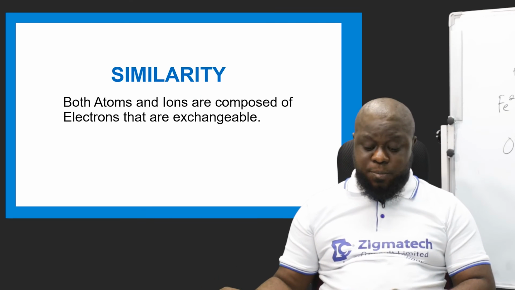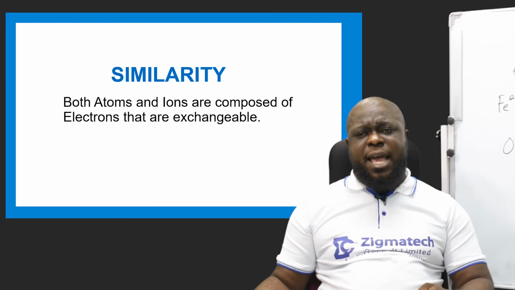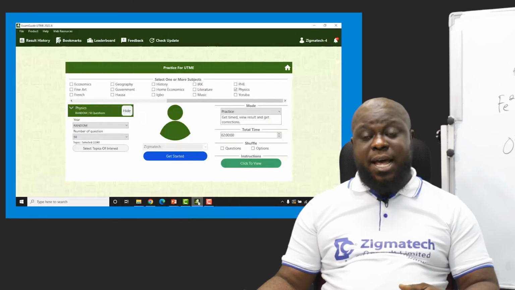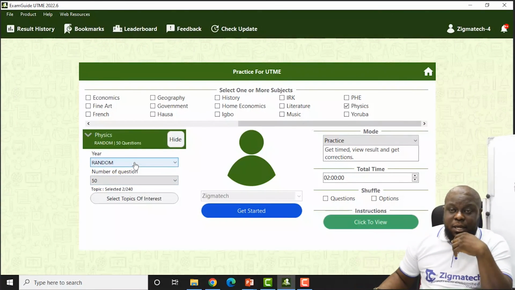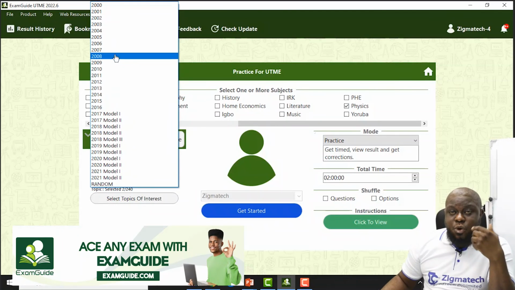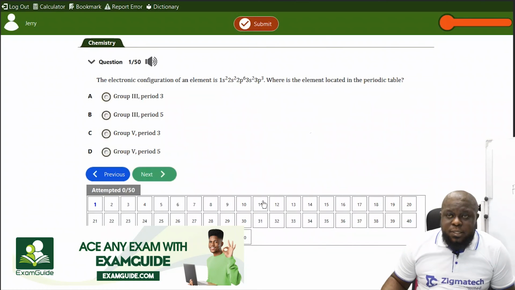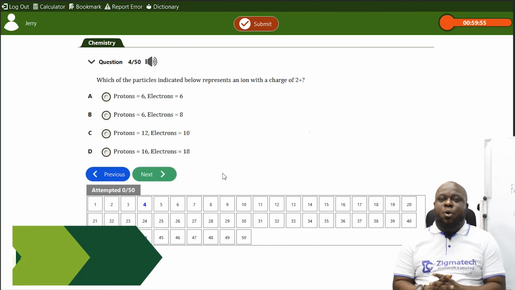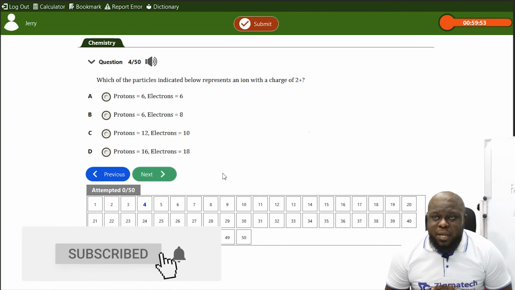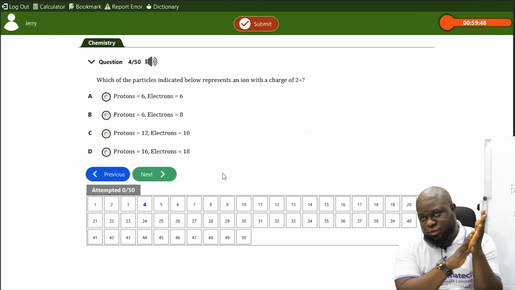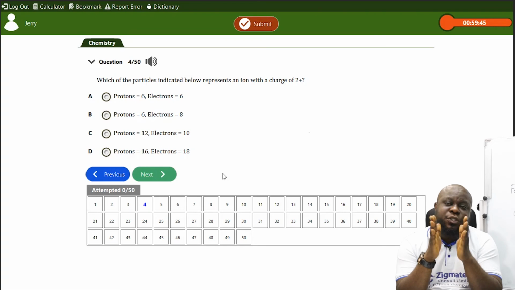Thank you very much. We've come to the end of the class, but before then, we have to go to our exam guide to check what we have studied, to see the questions there, to quantify what we have learned. Now, this is 2003 question 4. They said, which of the particles indicated below represents an ion with a 2+ charge?